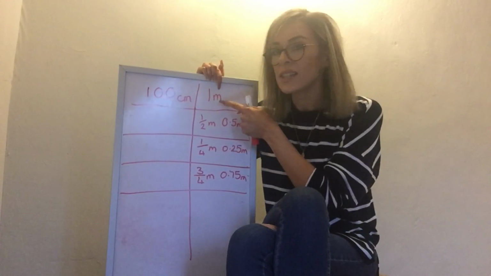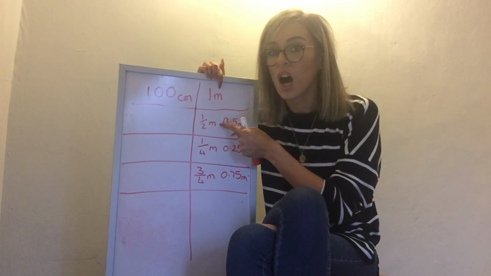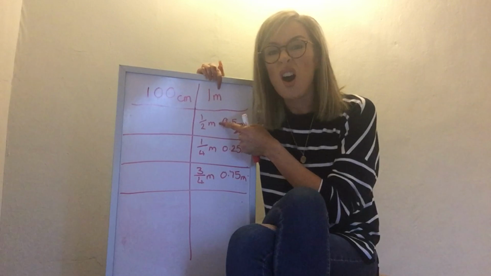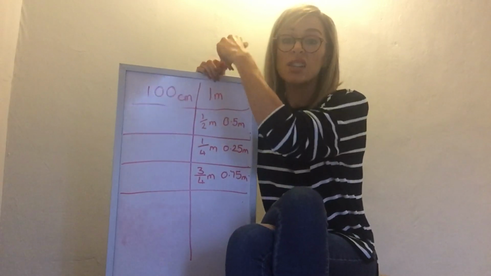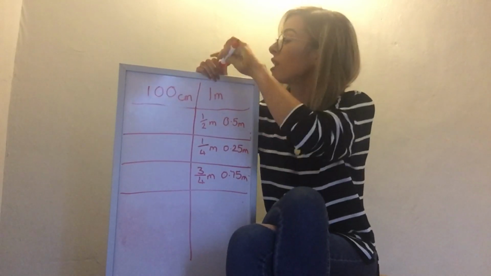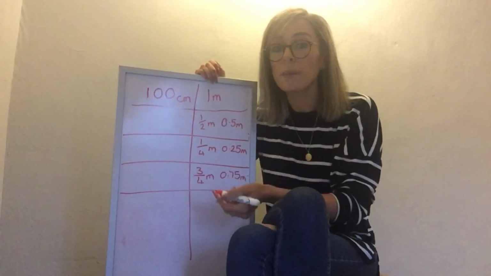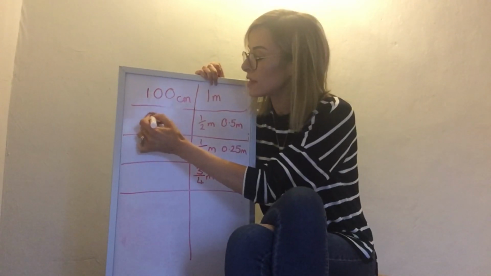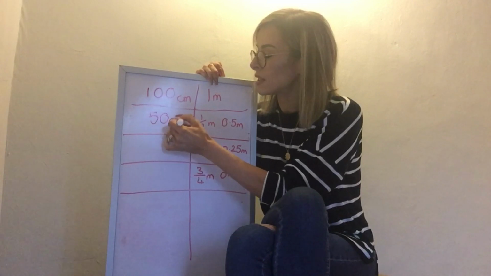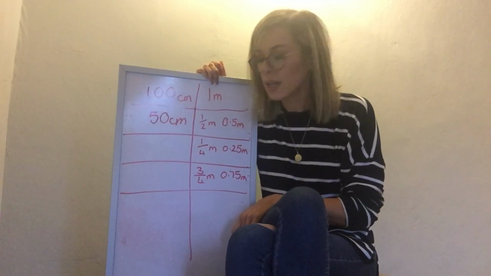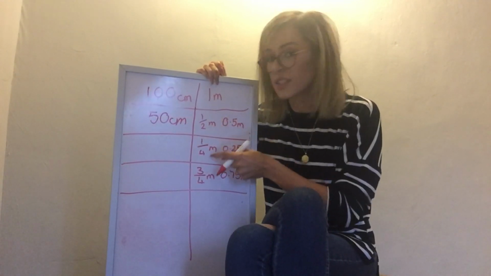So, can you see here, when I've gone from 1 metre to half a metre, I've halved, haven't I? I've divided by 2. So that means I'm going to do the same on the other side. So half a metre is 50 centimetres. Okay, and a quarter, well, I've halved again, haven't I?